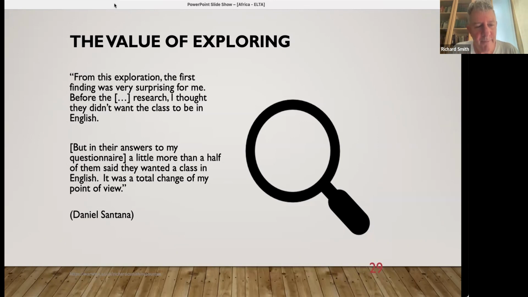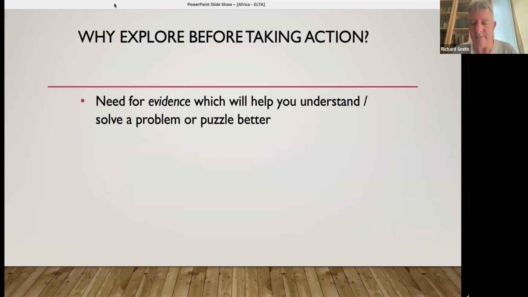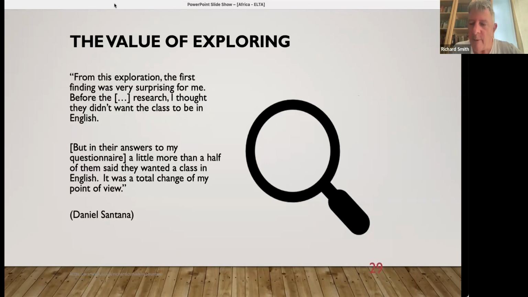So he explored with a questionnaire, and he found that it was very surprising for him, because he thought they didn't want the class to be in English. But in their answers, a majority, more than half, said they wanted the class in English. And he said it was a total change of my point of view. I can't remember what he did next, maybe that was enough. He had found out what most of the class wanted.